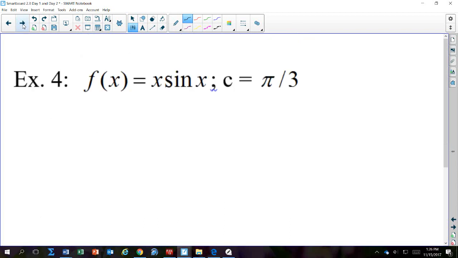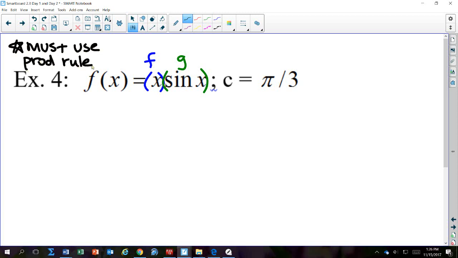Alright, in example 4, we have our function x sine x. Again, notice that this is really two functions being multiplied together. X is our first function, sine x is our second function, different than having a constant out front of sin x. Okay, in this example, you have to use the product rule. And you might make a note that you must use product rule for this example. Okay? There's no way to get around it. You have to use it.